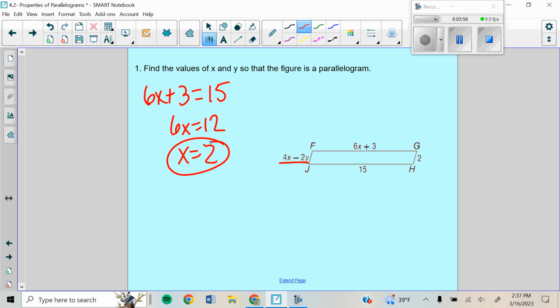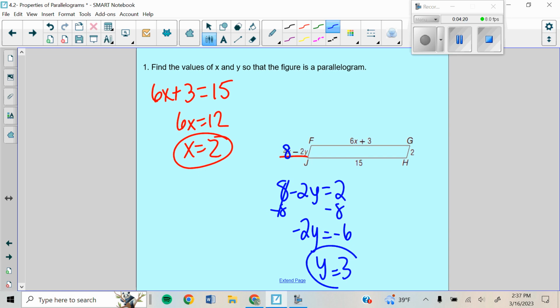Right? I can plug that 2 now into my 4x. So that gives me 8. So now I'm going to say 8 minus 2y is equal to 2. We're going to subtract 8 from both sides. So negative 2y equals 2 minus 8, which gives me a negative 6. So y equals 3.